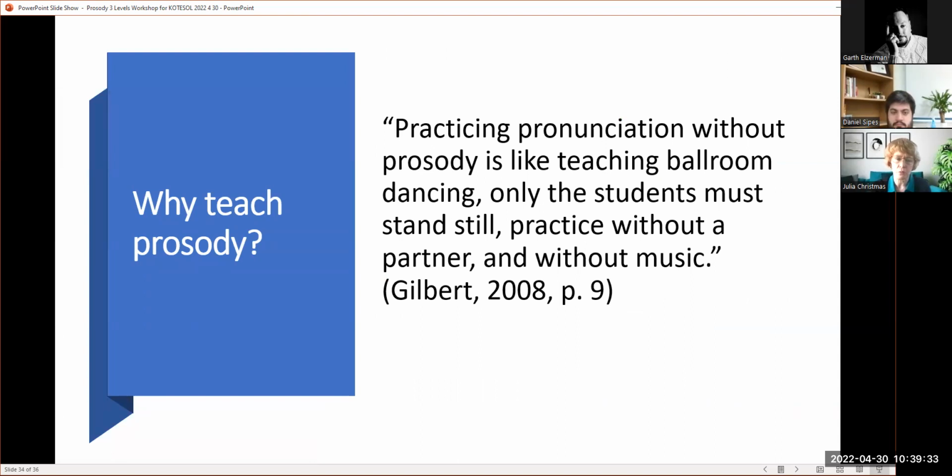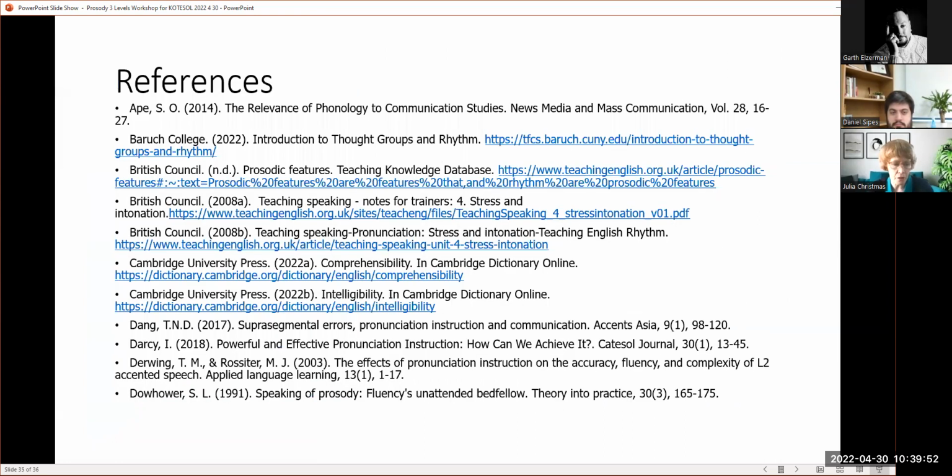But so to end, really, you need to teach prosody. I'm just sold on this idea that teaching prosody is important, because if you don't, it's like teaching ballroom dancing, but the students have to stand still and there's no partner and there's no music. And that's it.